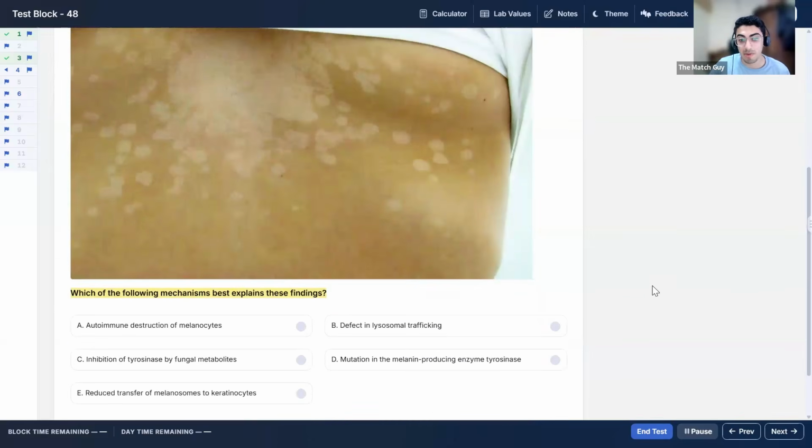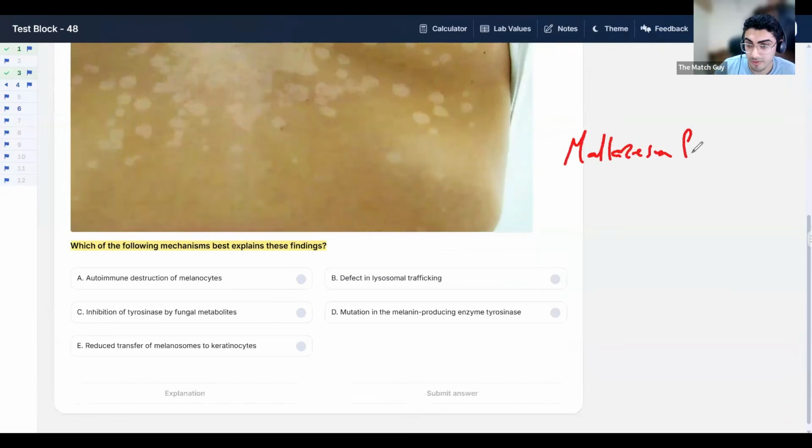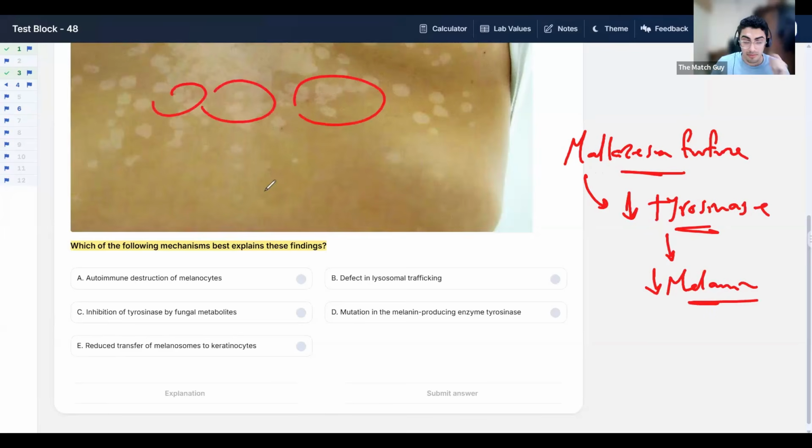So which of the following mechanisms best explains these findings? Pityriasis versicolor is caused by Malassezia furfur infection. The Malassezia furfur infects the superficial layer, the stratum corneum of the epidermis, and it decreases the activity of an enzyme called tyrosinase. This is the enzyme that converts tyrosine into melanin. So by decreasing the activity of tyrosinase, this will decrease the melanin, and the patient will present with hypopigmented patches.